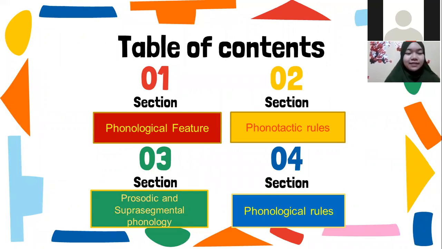Going to the content, the table of contents. The first section is phonological feature. The second is phonotactic rules. The third section is prosodic and suprasegmental phonology. And the fourth section is phonological rules.